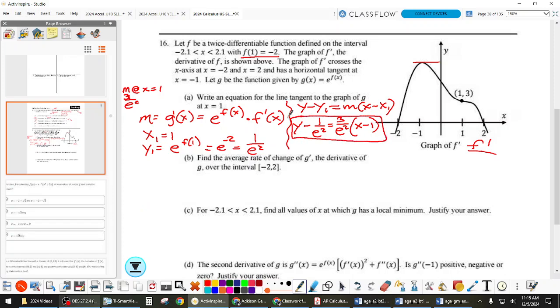How'd that one go? I didn't take the derivative of g of x, right? Okay.